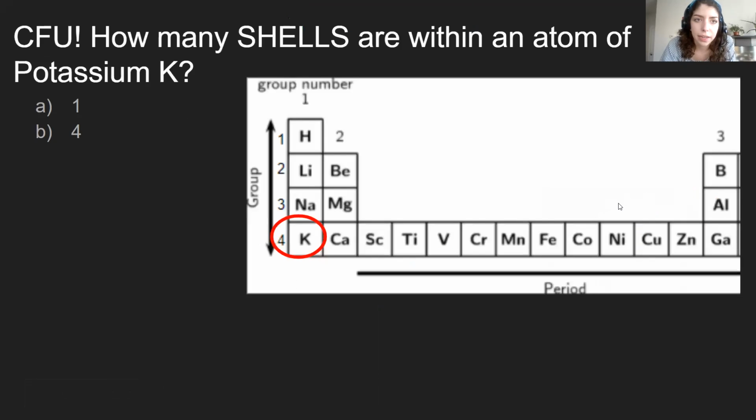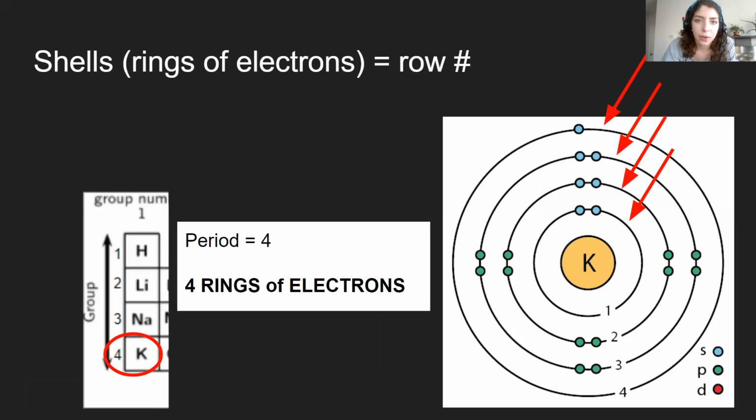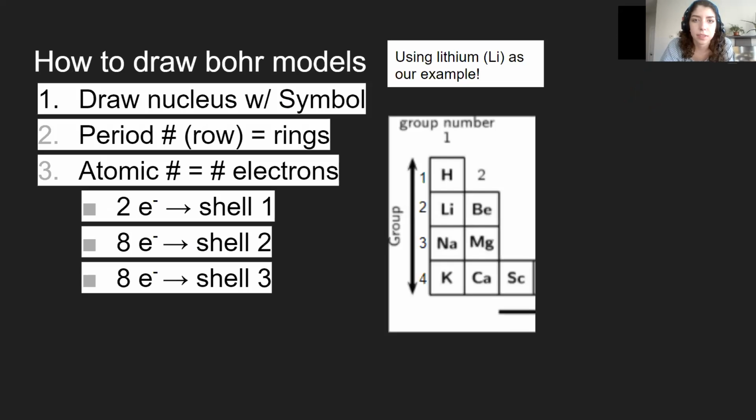Here's a check for understanding. How many shells are within an atom of potassium, K? Is it 1 or 4? This is your first do now question. Okay, so shells are the rings of electrons, right? They're also the rows. So the potassium is in the fourth row. So there are 4 rings of electrons.